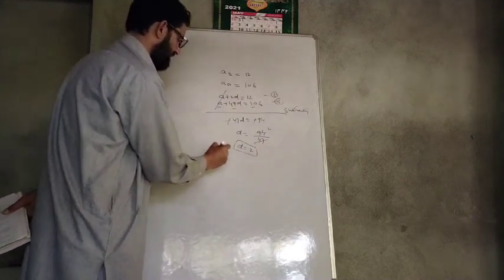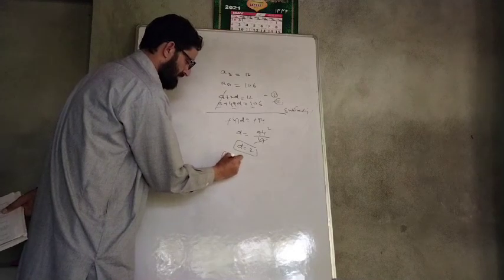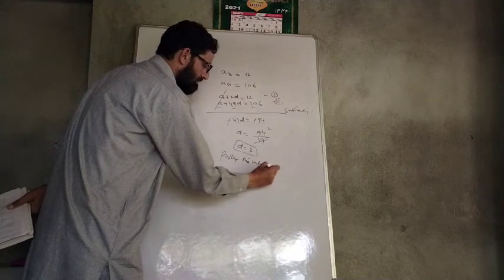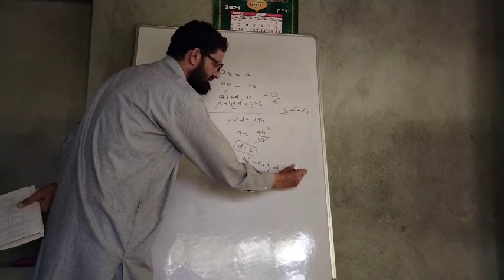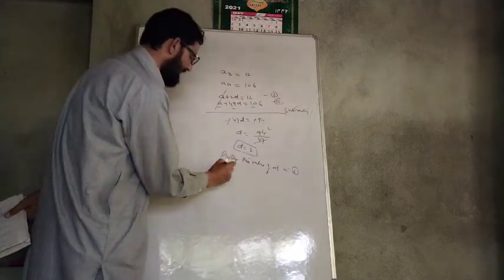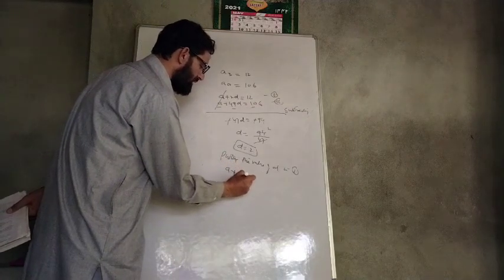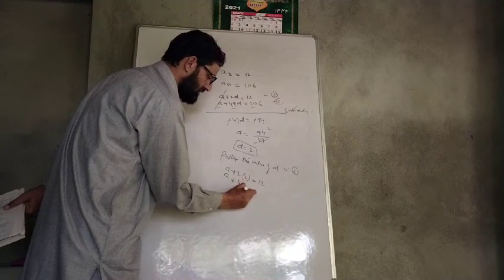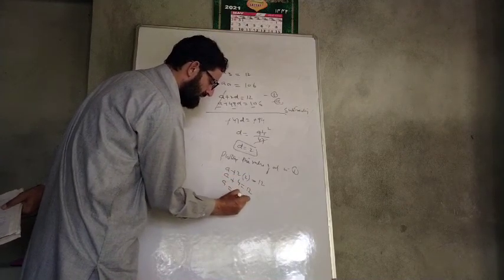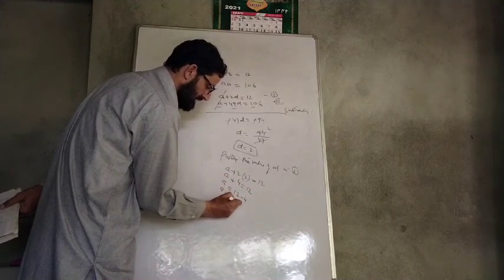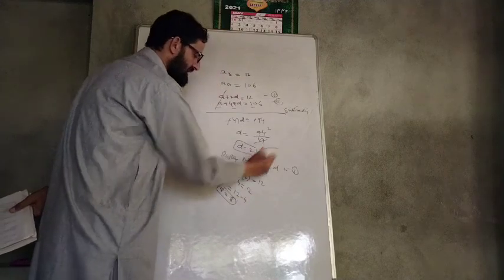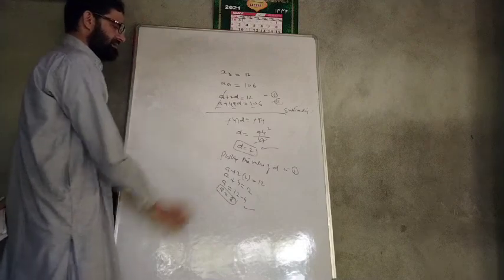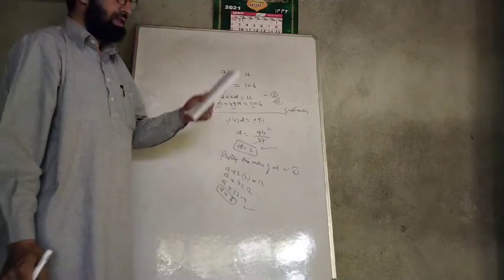Now putting the value of D in equation first, this A plus 2D, 2 into 2 is equal to 12. So A plus 4 is equal to 12. What is A? It is 12 minus 4. A is equivalent to 8. Now you know what is D, what is A: the first term and the common difference. Now you can find any term.